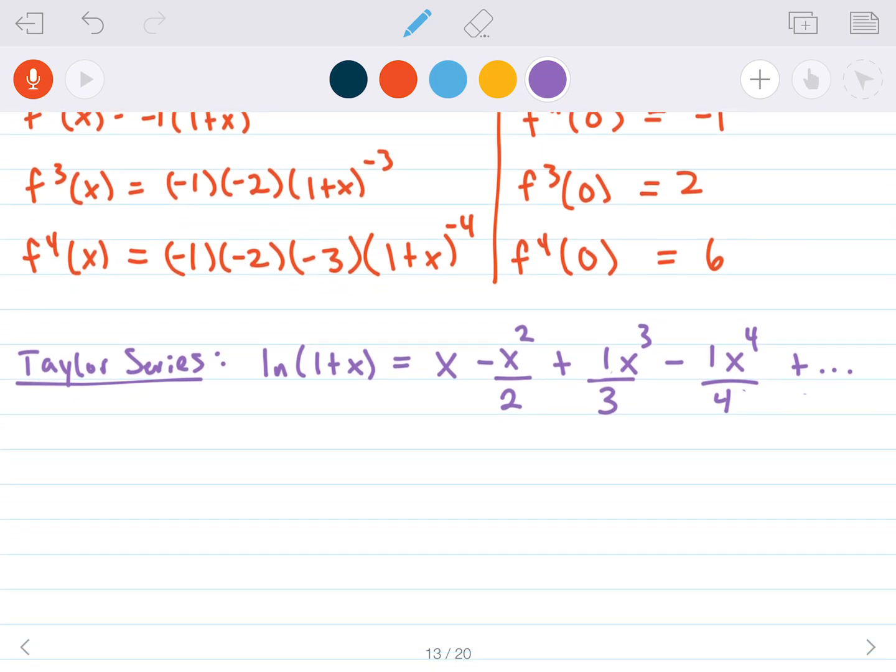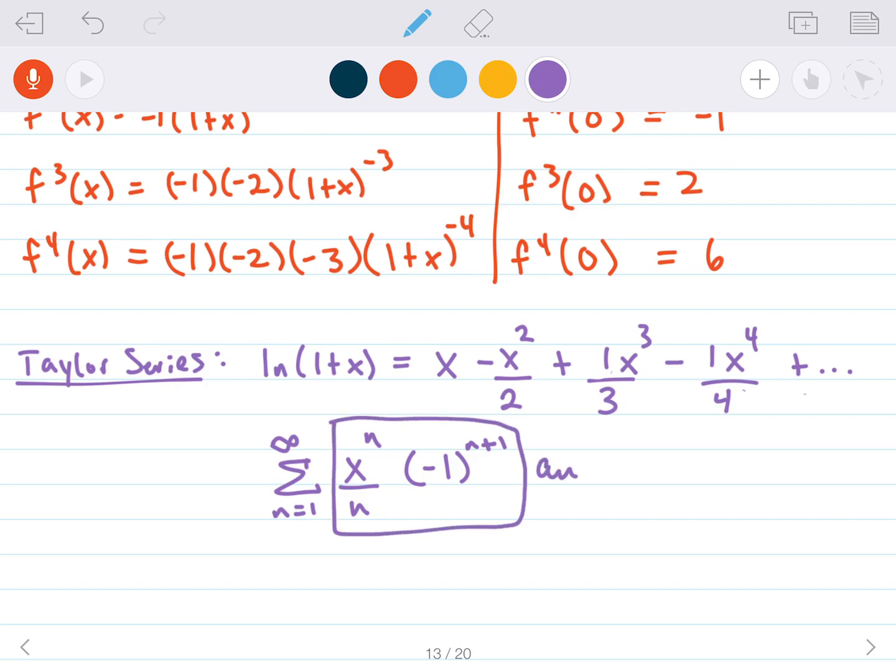So what do I have here? Well, I have a sum, starting at n equals 1 and going to infinity, and I have x to the n over n, and my signs alternate. So to account for that, I'm going to tack on a negative 1 to the n plus 1. Does this work? Well, I think it does. If we plug in 2 anywhere we see an n, we do indeed get this. If we plug in 3 anywhere we see an n, we do indeed get this. If we plug in 4 anywhere we see an n, we get this. So this is our a sub n formula, okay?